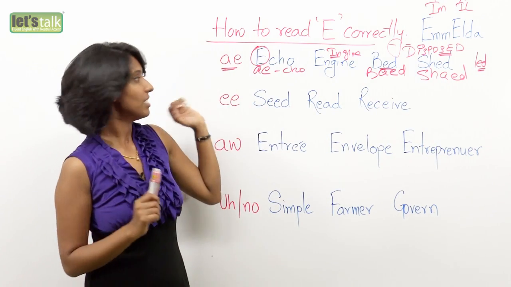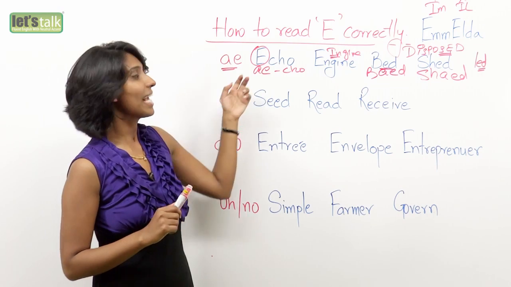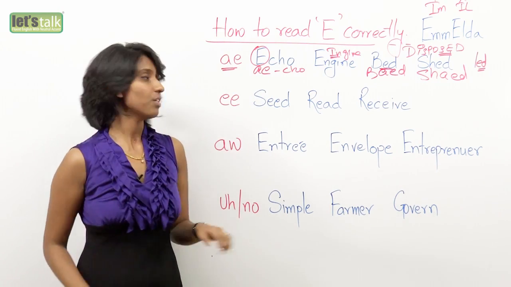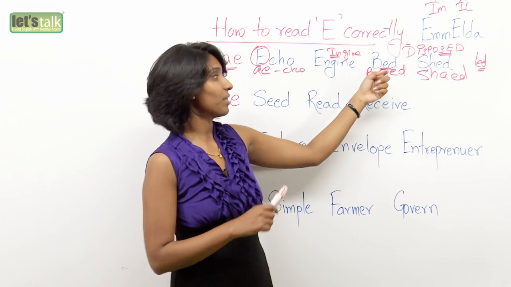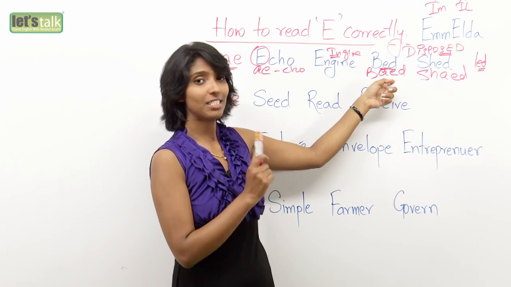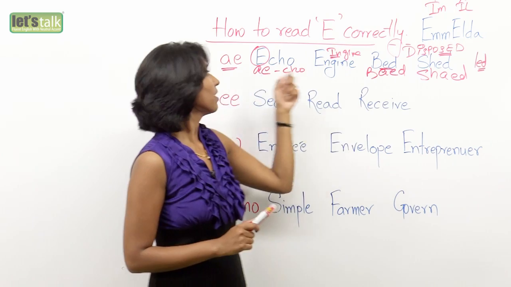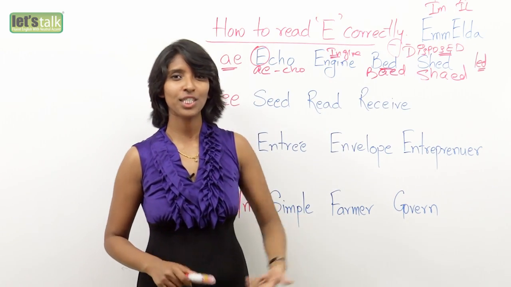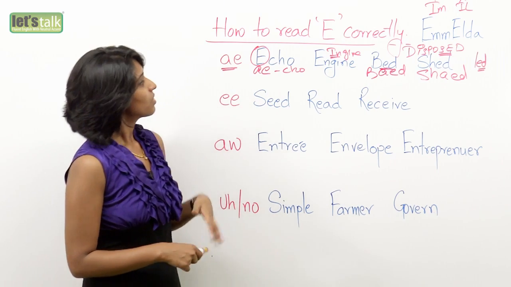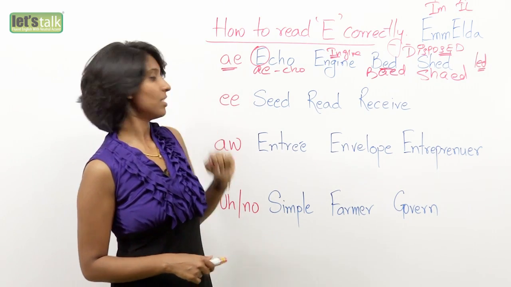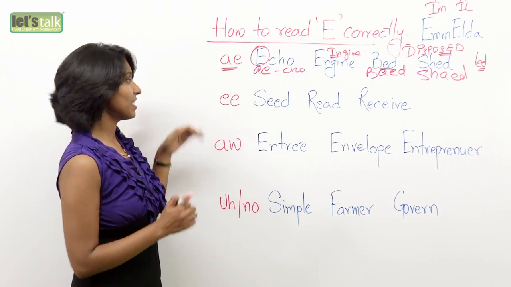So the E takes the short E sound either if it is right at the beginning of the word or the middle of the word, provided it is the only vowel in the word. Echo, engine, eggs. So the short E sound is clear. Now let's move on to the long E sound.